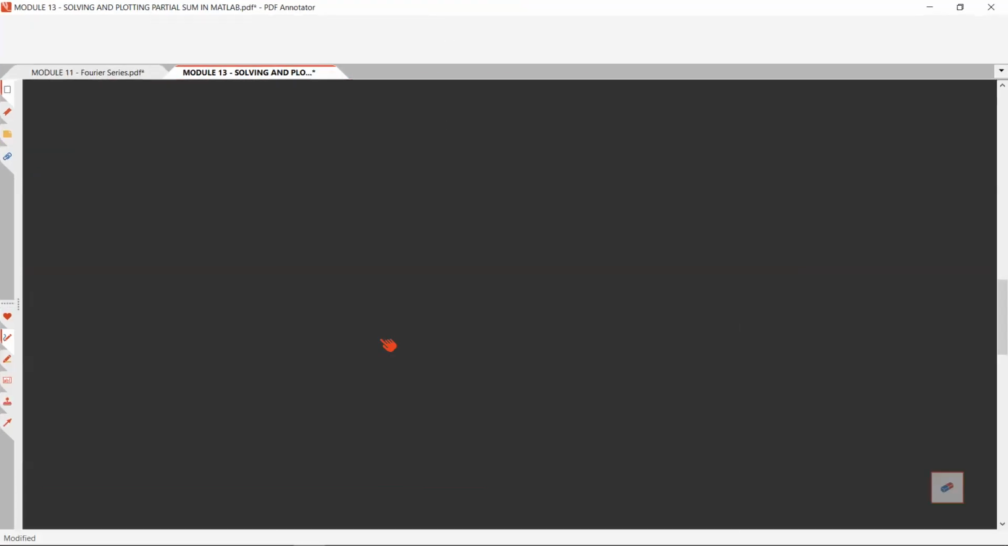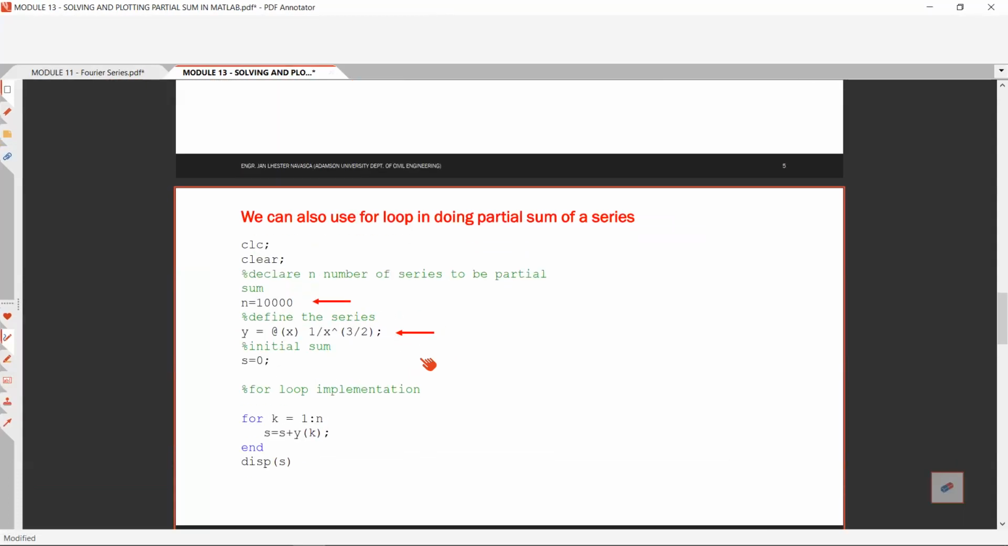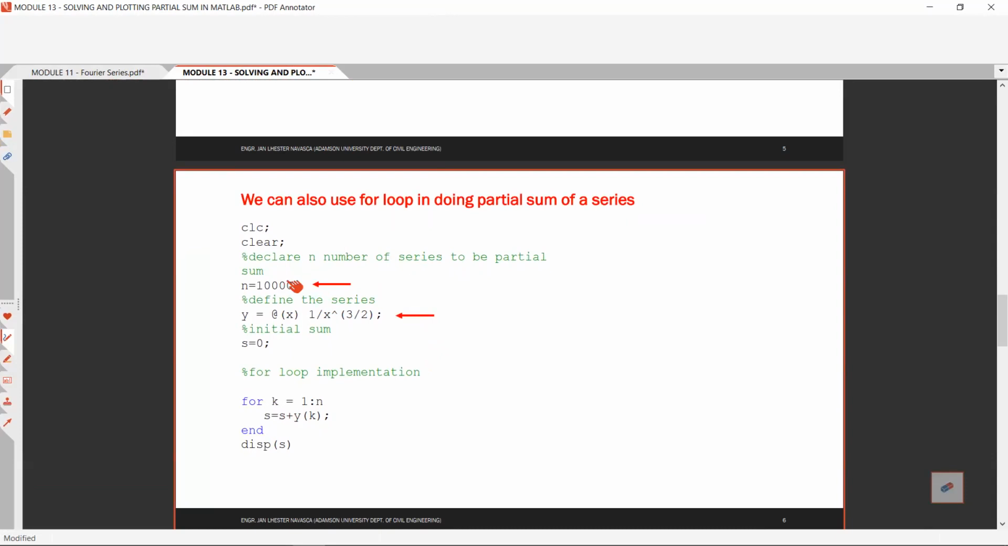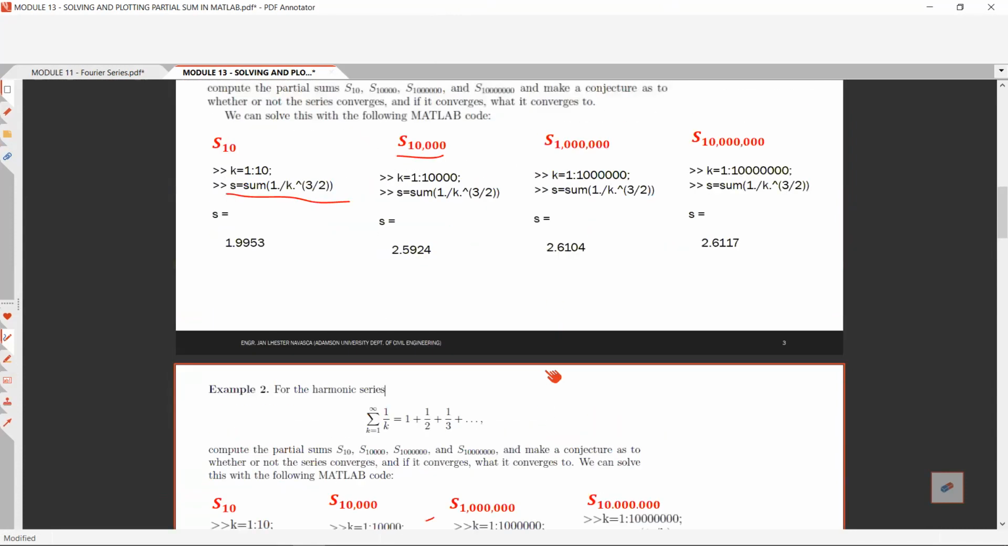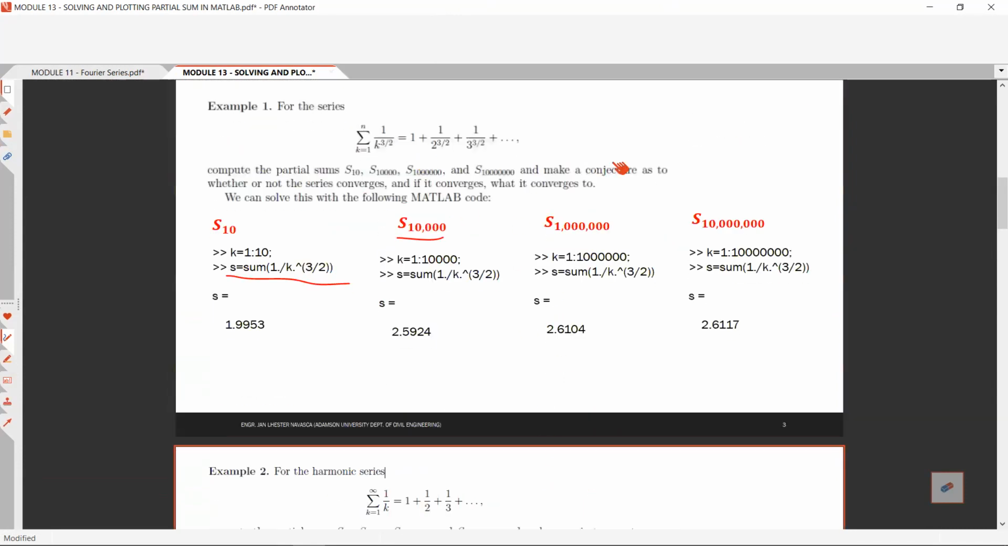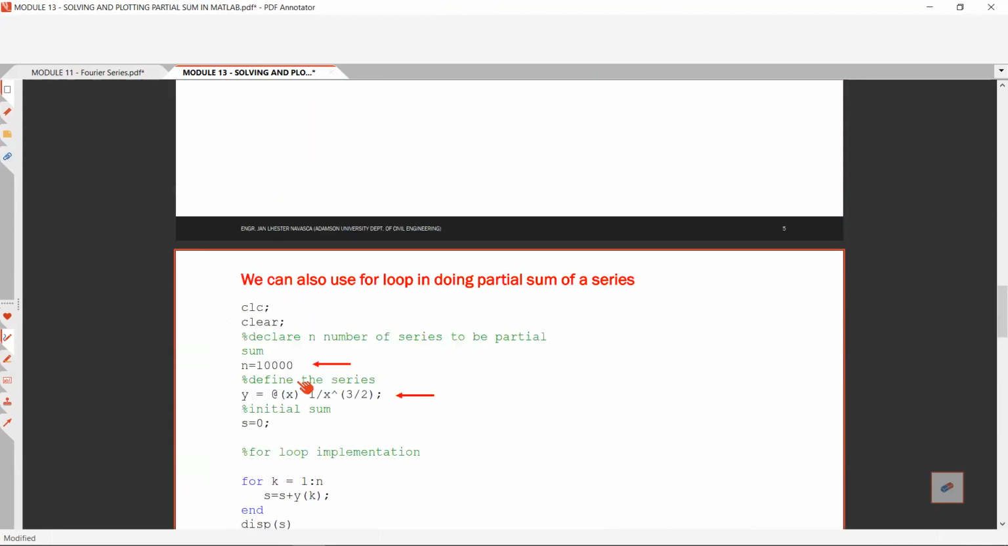So palakihin ko lang dito. So you will declare n number of terms of the series to be partial summed. So you will create and input n equals to, let's say, 10,000. Then you will define your series. So let's say you have your series, 1 over k raised to 3 halves. This one. So pwede mong gawin is this one.